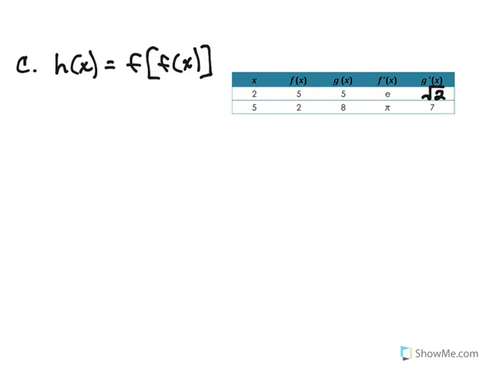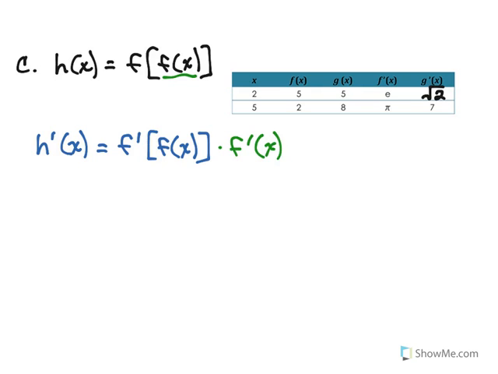Now in this last one, we have the function h to be defined as f of f of x. So we start on the outside. So we have f prime of f of x, remember one derivative at a time. Now we multiply by the derivative of the inside function. So remembering that we want specifically to find h prime of 2.